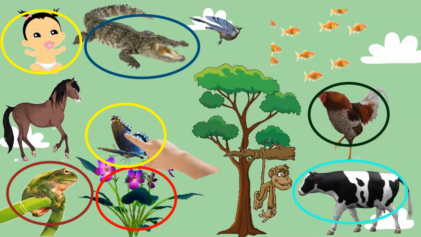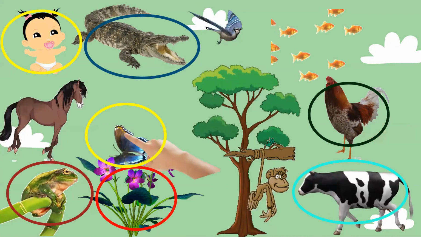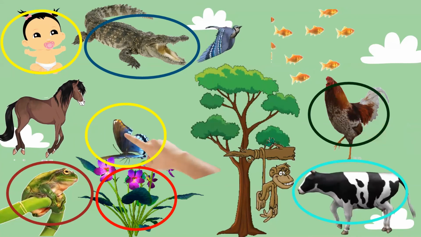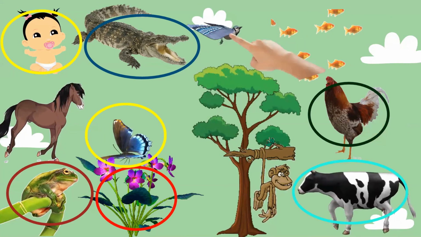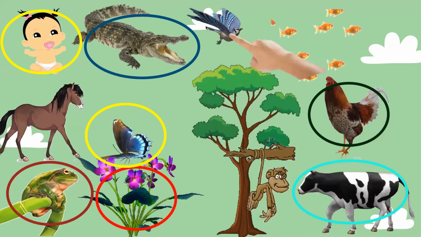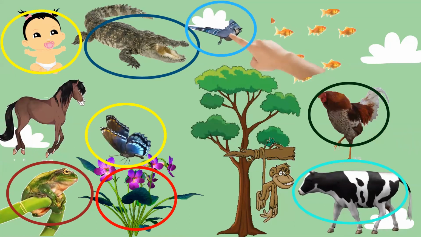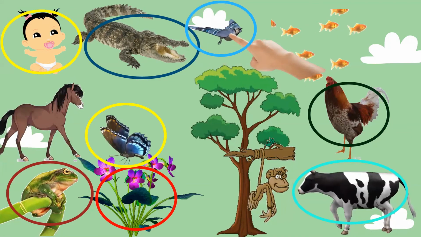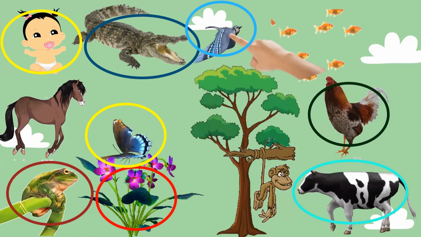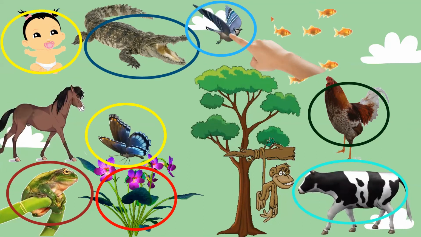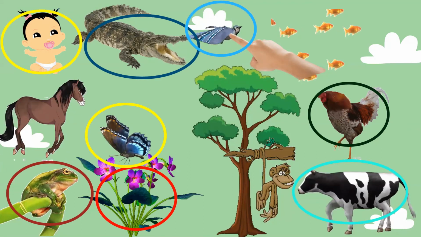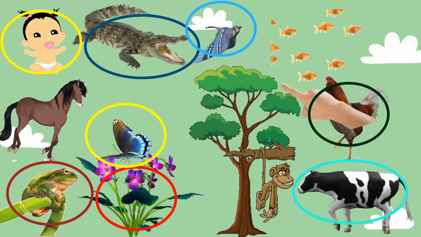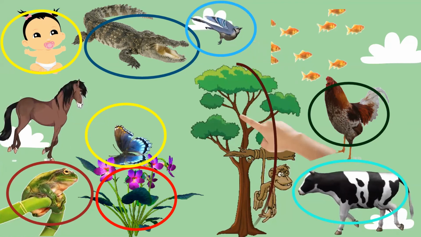What about the bird? Can you see the bird? Can you point the bird? It's right here. It's on top of the tree. So this is the bluebird flying. Now, for the last one, can you point me where is the tree? On the tree, there is a monkey hanging. This is the tree. Okay, good job.